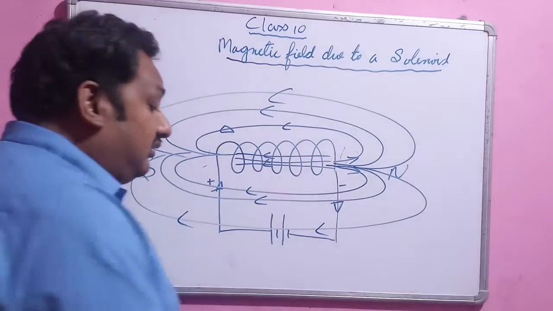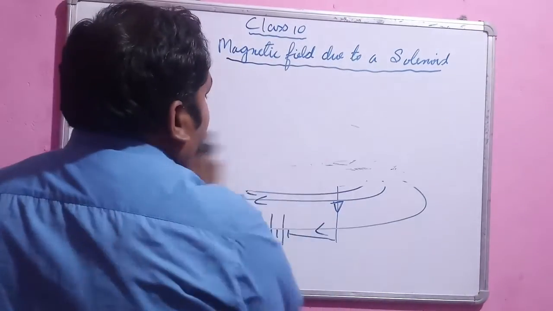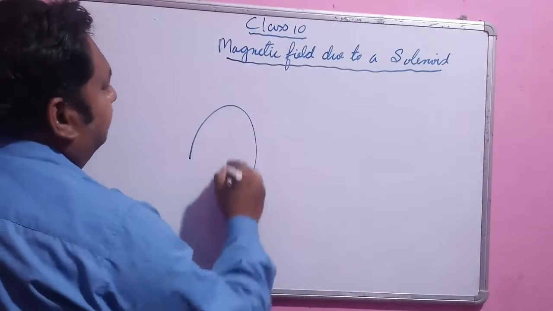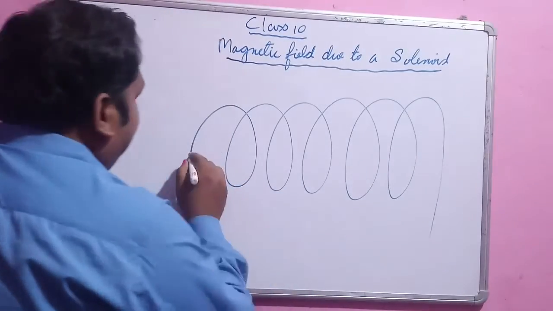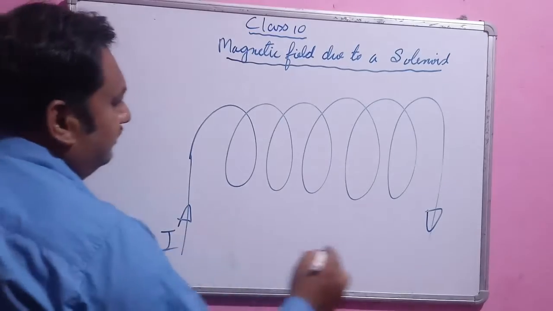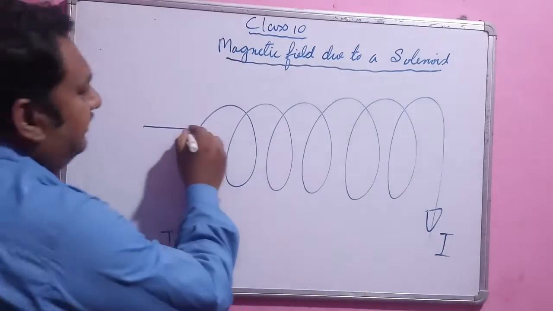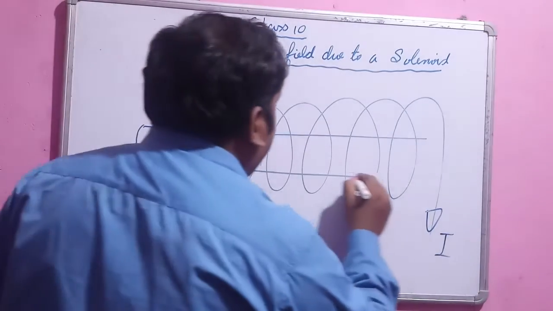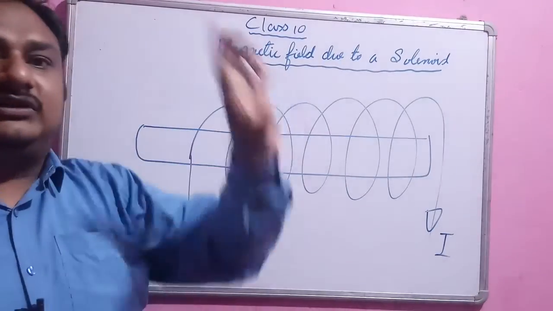Now there is something called electromagnets. What happens, student? Suppose this is one solenoid that I am drawing, and the current I is going down here. If I insert some magnetic material like a soft iron core inside the solenoid, then what happens as I flow the current through it?